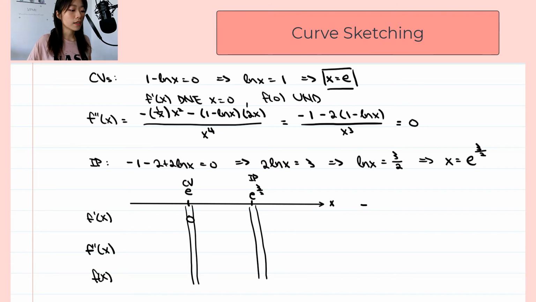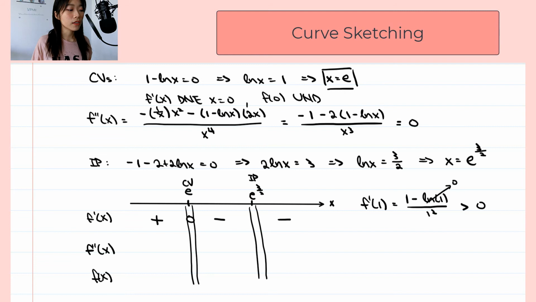For example, we can substitute 1 in the first derivative, which is (1 minus ln of 1) over 1 squared. And ln of 1 is 0. So this equals 1, which is positive. So over this interval, the first derivative is positive. And you can do the same thing with the interval when x is greater than e, and you'll find that the first derivative is negative when x is greater than e.